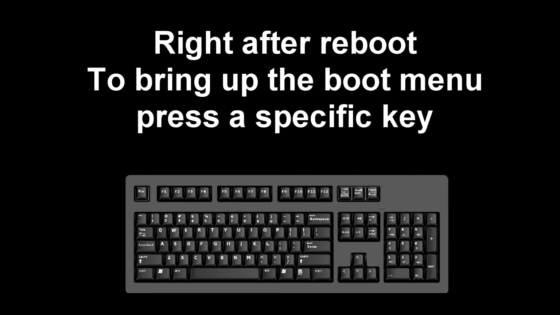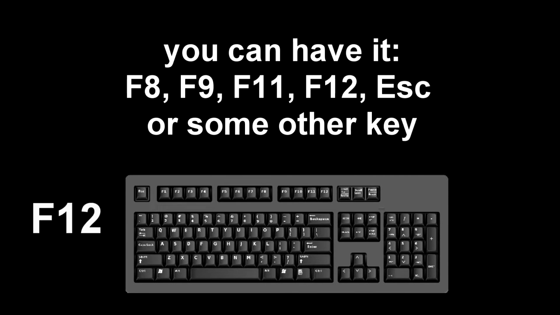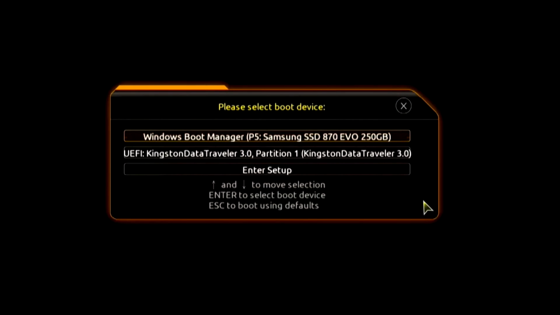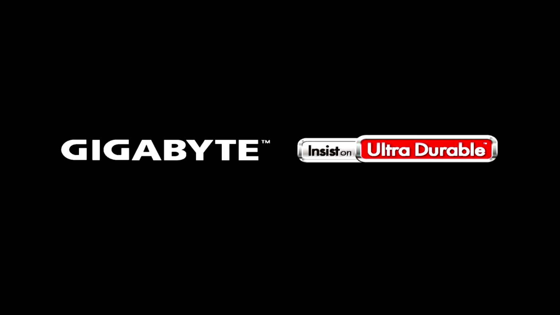Immediately after the start of the reboot, continuously press a certain key on the keyboard to bring up the boot menu. I press the F12 key, for you it could be F8, F9, F11, F12, or some other key. There is no single standard and different computers may have different keys to call the boot menu. The boot menu opens. Find the installation USB flash drive or DVD in the boot menu, press Enter.